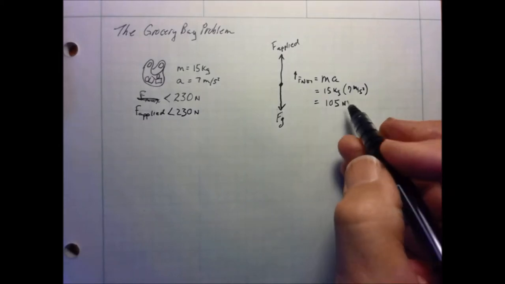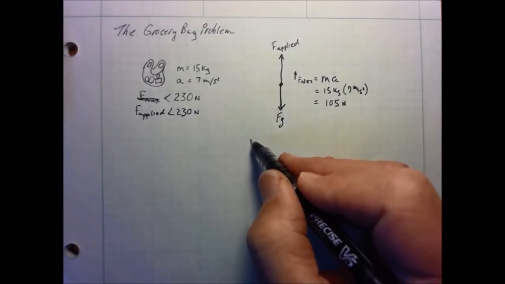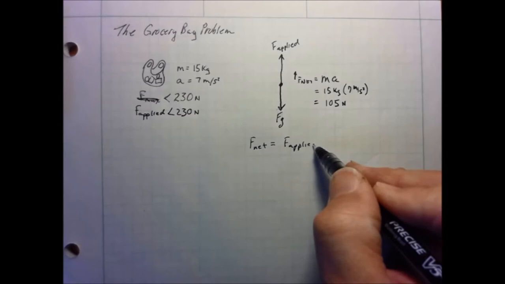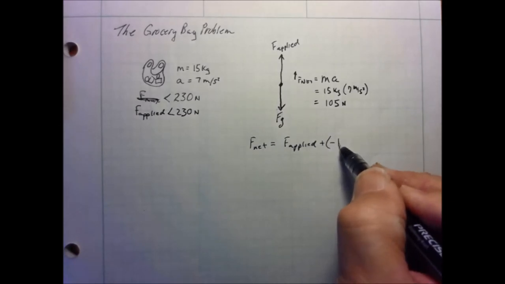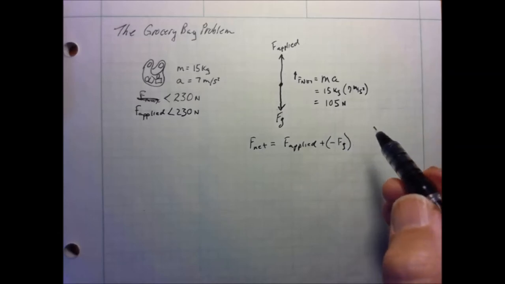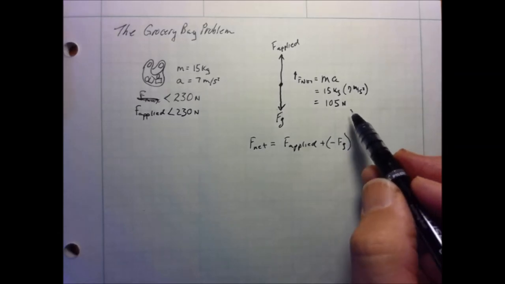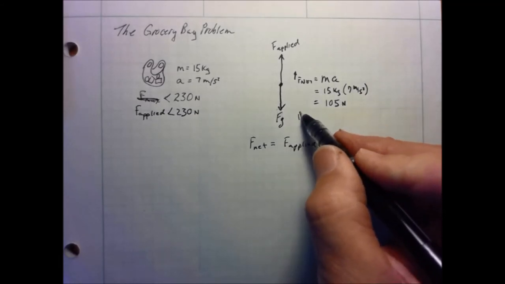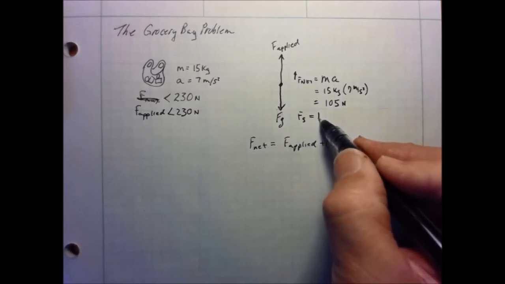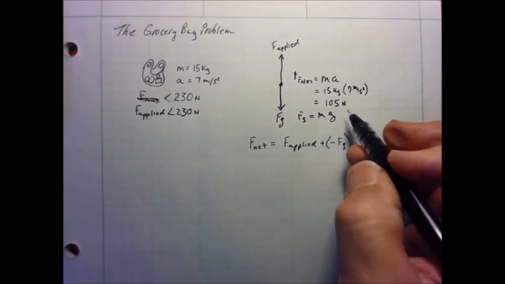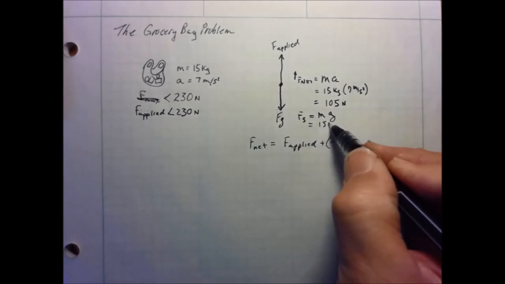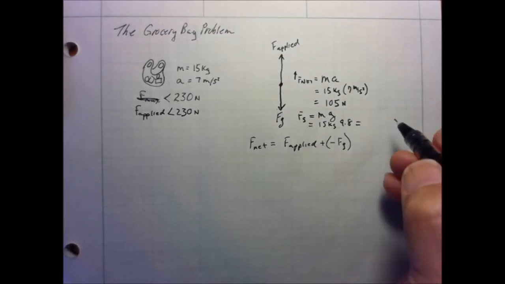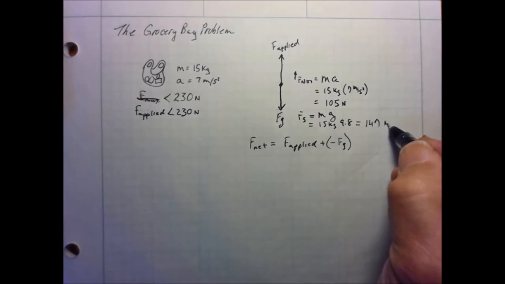Well, let's find out if this is the case. F net is equal to F applied plus a negative F of G. And we know what F net is. We need to find out what F of G is. That is simply the mass of the groceries times the acceleration of gravity, which is equal to 15 kilograms times 9.8, which is equal to 147 newtons.